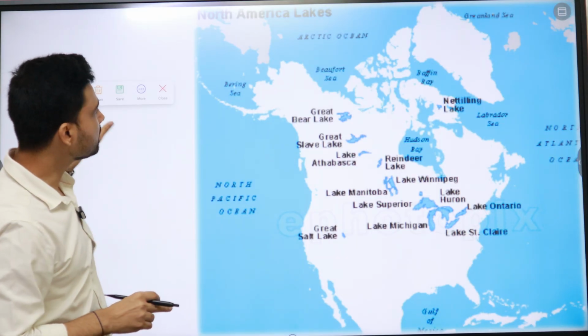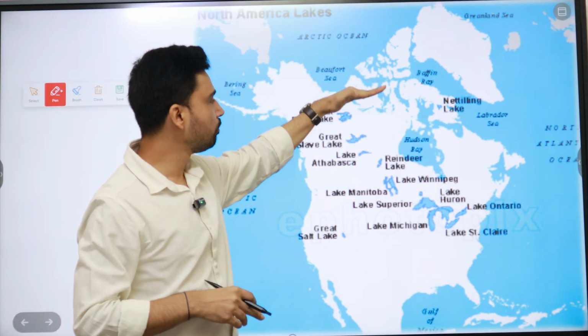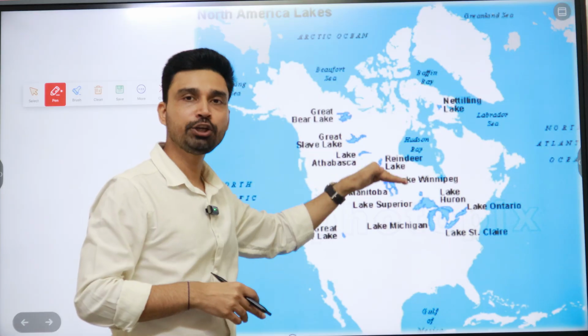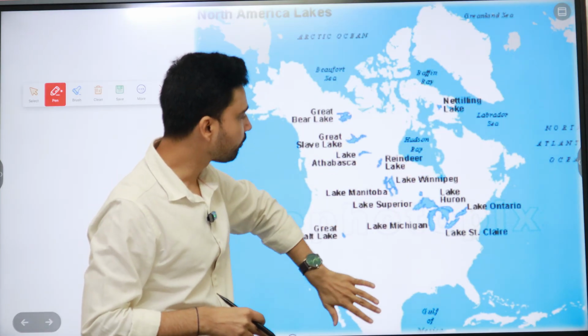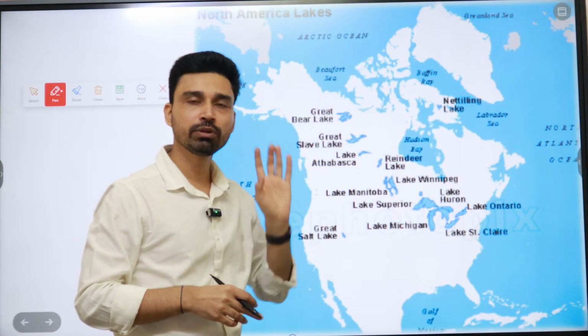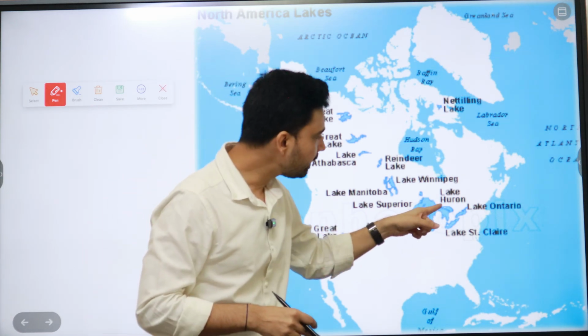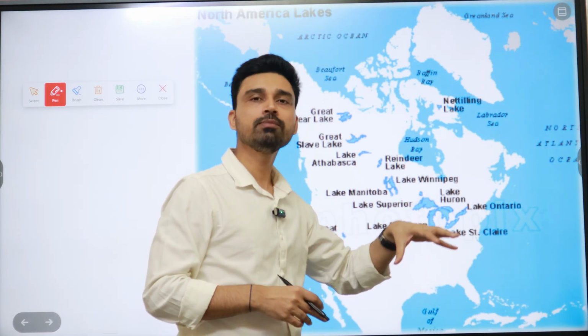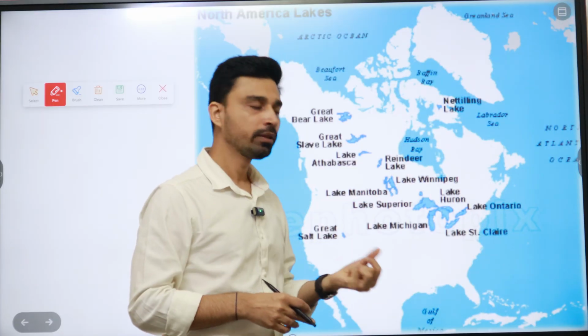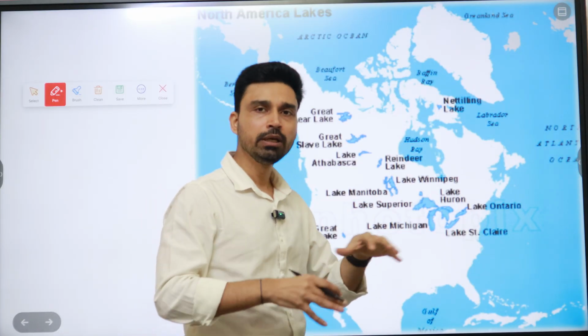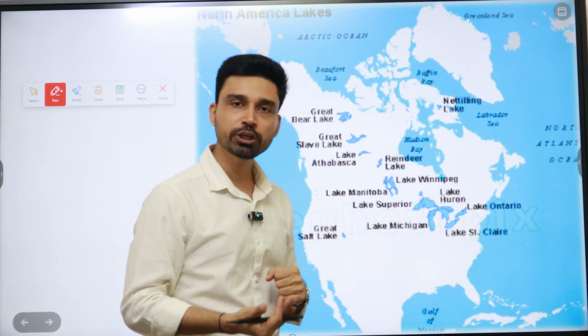Now we have discussed that in the glacial time you have the movement of ice sheets and glaciers to the south, while retreating they filled the depressions with water. So the Great Lakes obviously are very significant because in terms of area it is the largest lake body. They are also interconnected, joined together. Also they are very important from a transportation perspective.